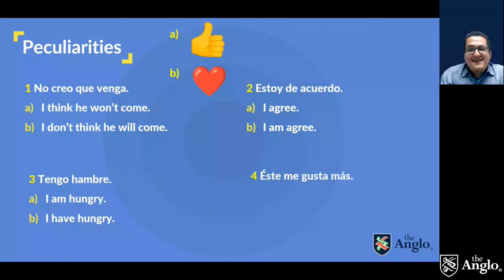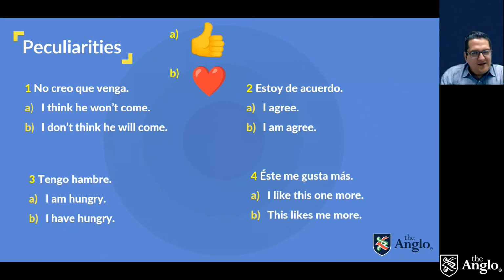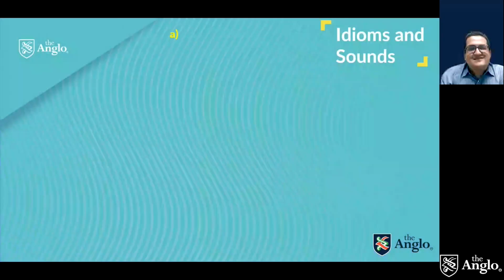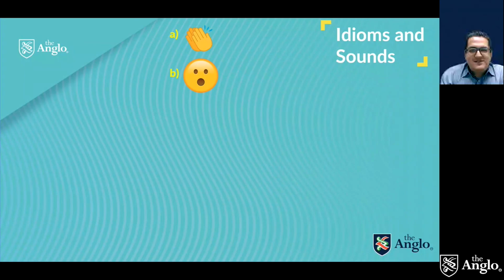Excellent, very good. "Este me gusta más." I like this one more, or this likes me more. Ooh, thumbs up. Excellent, guys. 100%. Same method, but different emoji. Clapping emoji for A, surprise emoji for B.